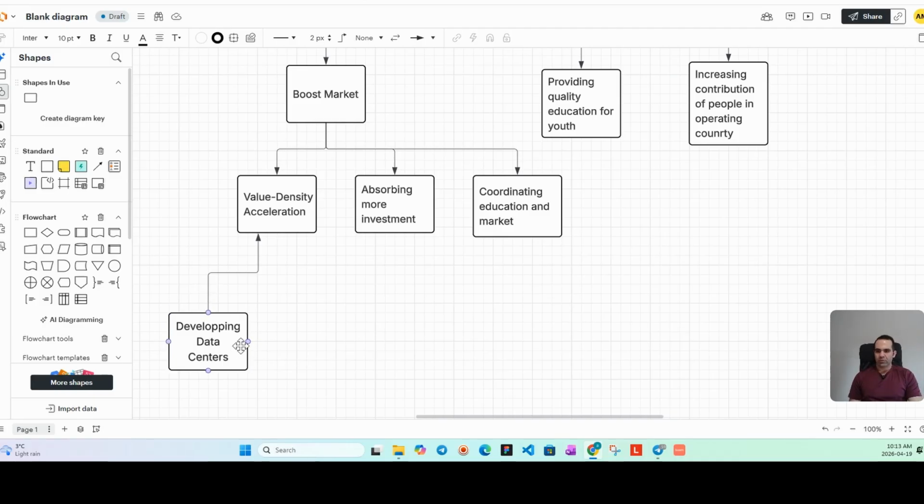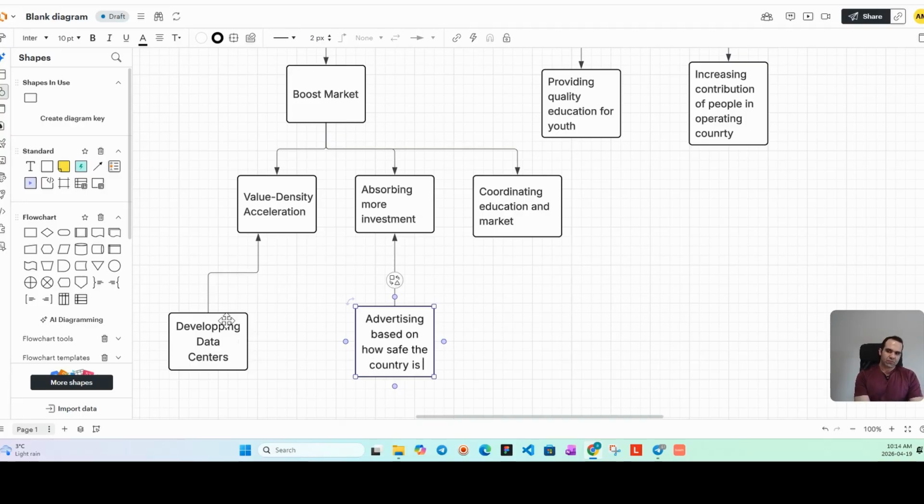So promoting absorbing more investment. One of the ways to absorb more investment is promoting or advertising based on how safe the country is.